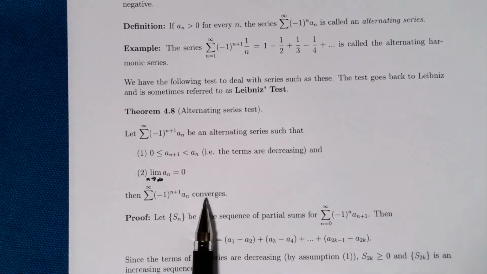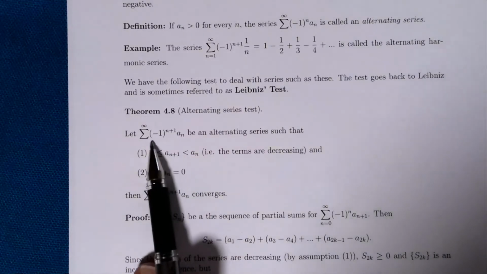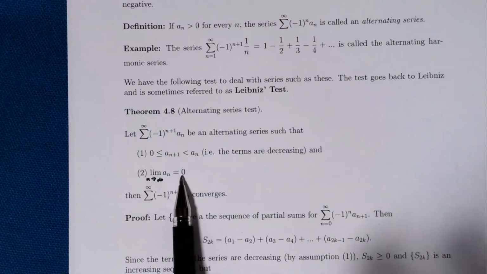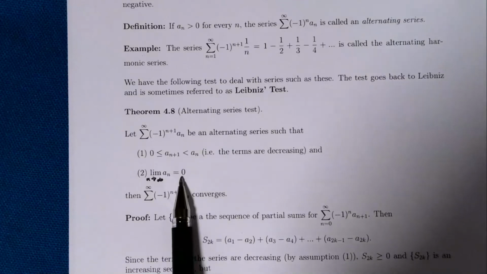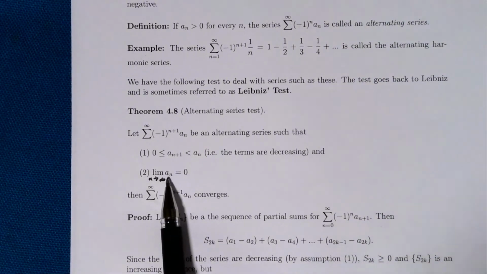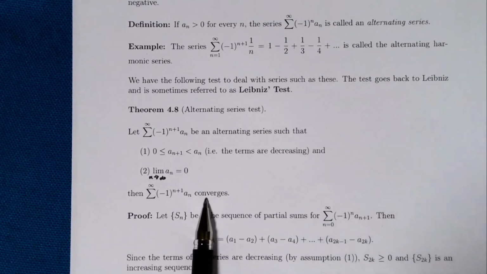Now don't confuse this with other series tests. This only works for alternating series. Just because the general term goes to 0 generally does not tell you whether the series converges or not. But for an alternating series, if the terms are decreasing, all you need is that the general term goes to 0, and then the alternating series converges.